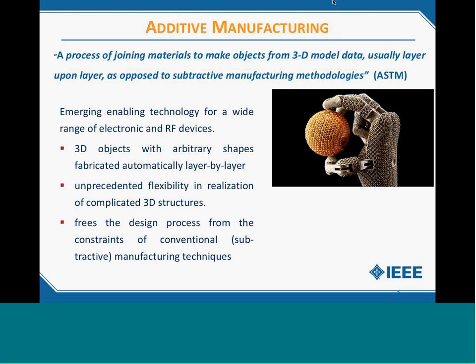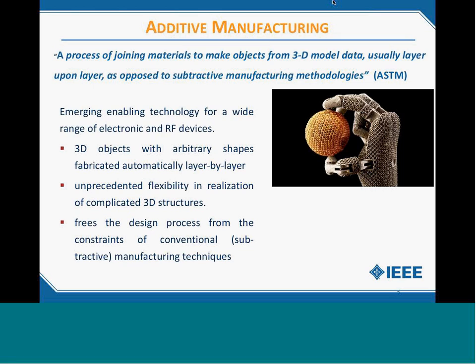So let's start with the definition of additive manufacturing, which is given by ASTM, the American Society for Testing and Materials. Additive manufacturing is a process of joining materials to make objects from 3D model data, usually layer upon layer, as opposed to subtractive manufacturing methodologies. This is a booming, emerging technology, which is processing for RF applications, which is actually the topic of this webinar.